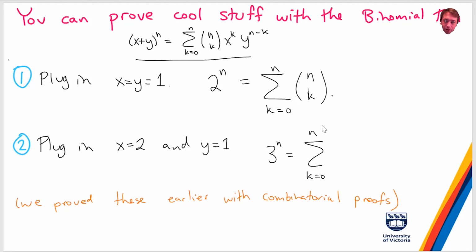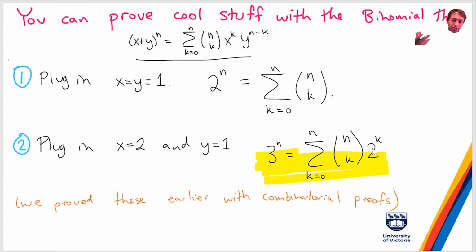As another example, plug in x equals 2 and y equals 1, and you get 3 to the n equals, well, so what does it equal? Sum k equals 0 up to n. Remember, I've set x equal to 2, so I get 2 to the k, and then I get 1 to the n minus k, which is just 1. And I think this is one of the things we proved last time too, with a combinatorial proof, right?